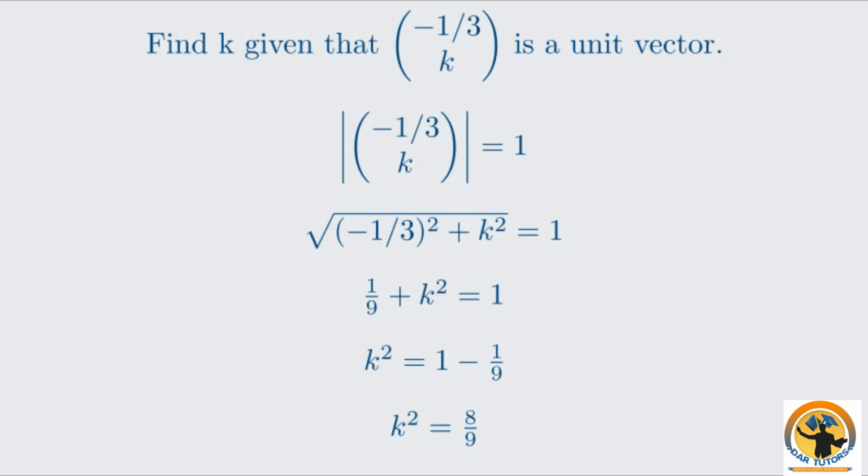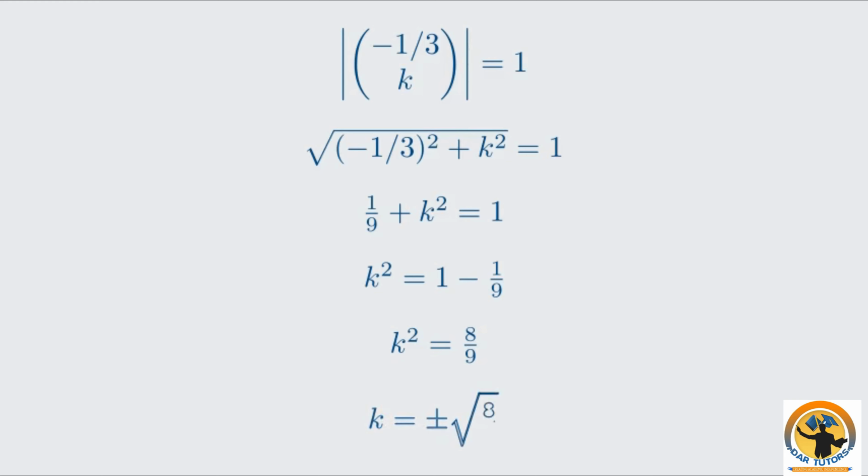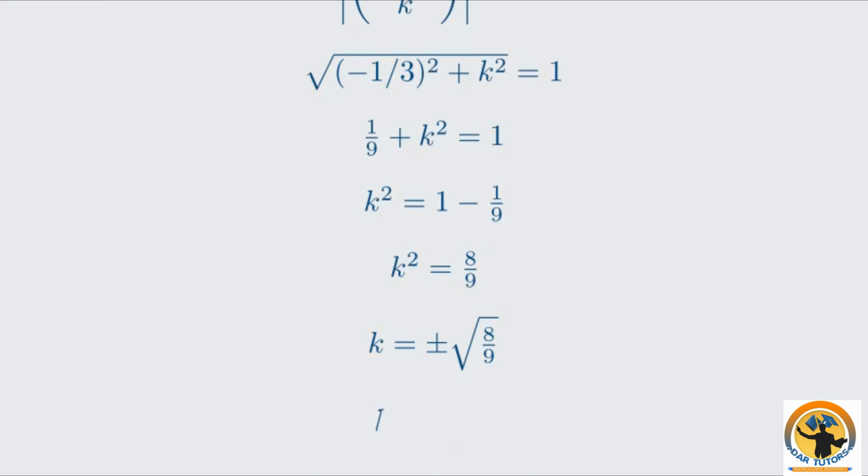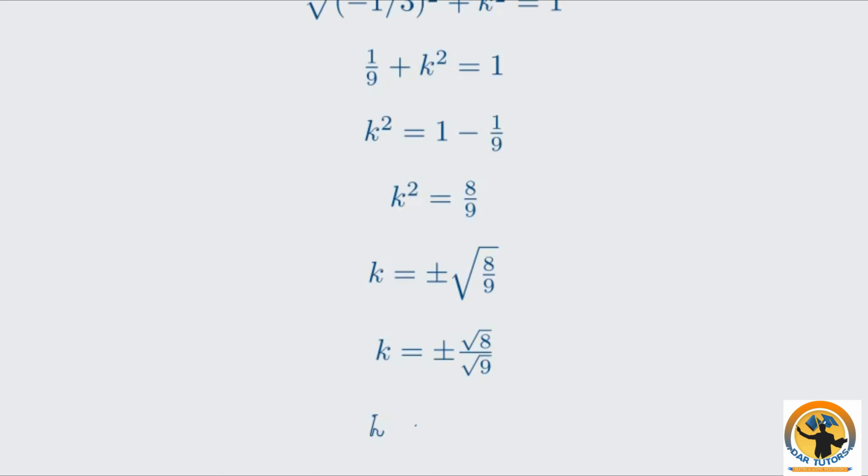Finally, we take the square root of both sides to find k. Remember to include both the positive and negative roots. The square root of 8 is 2 times the square root of 2, and the square root of 9 is 3. So k equals plus or minus 2 root 2 over 3. This means there are two possible vectors that satisfy the condition of being a unit vector with an x component of negative 1/3. Both have a magnitude of 1.